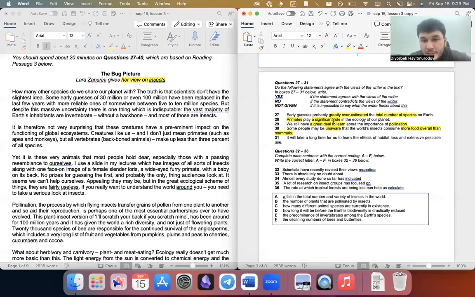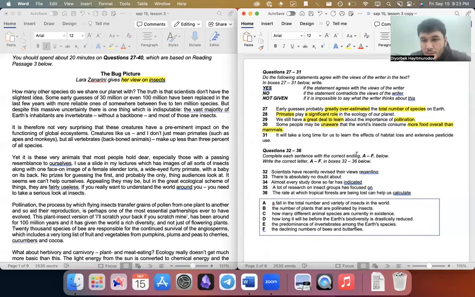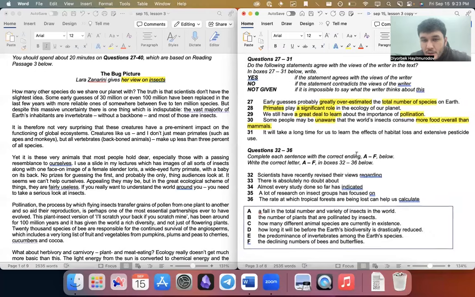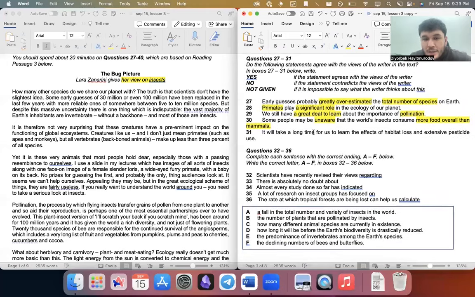It will take us... can you make it bigger? Yes, what about now, guys? Can you see the questions? It will take a long time for us to learn the effects of habitat loss and extensive pesticide. All right.